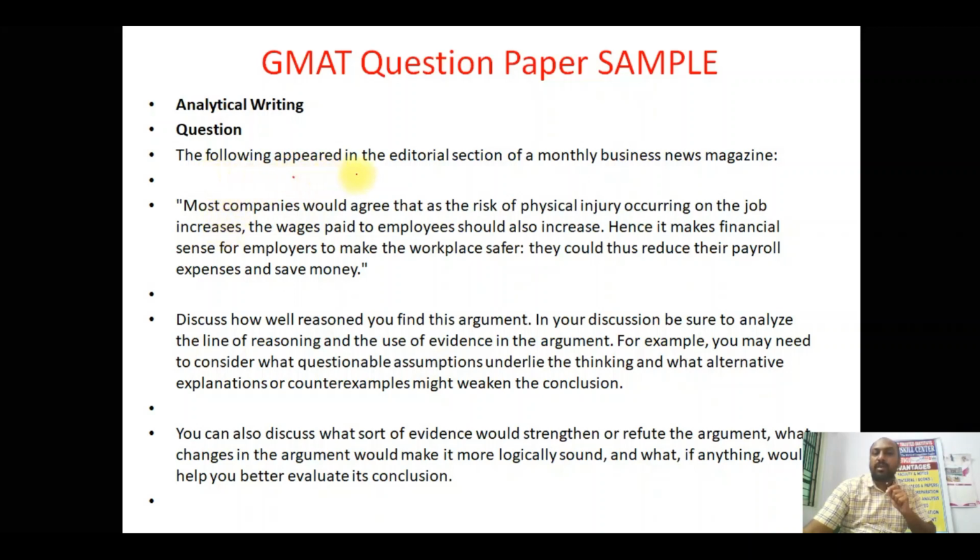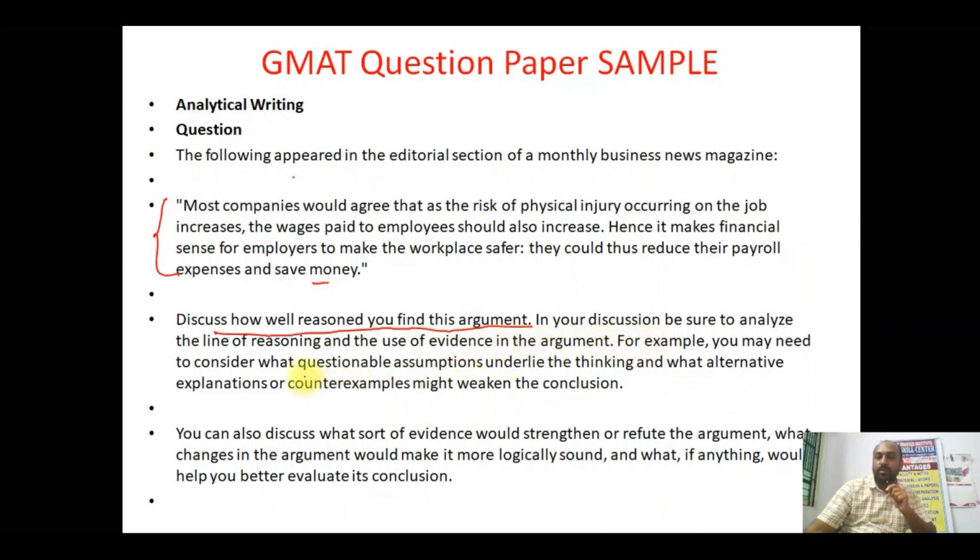Okay, the following appeared in the editorial section of the monthly Business News magazine. Most companies would have agreed, and so on. They have given expenses and saving money. So this is what they have given, and they want you to discuss how well reasoned you find this argument. That means you should put the points, okay, on how well reasoned you find this argument. In your discussion, be sure to analyze the line of reasoning and the use of evidence in the argument.